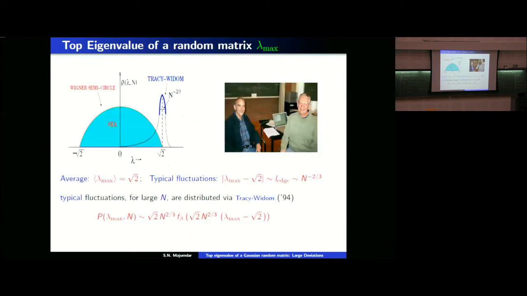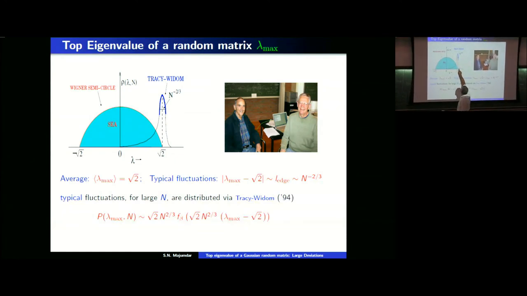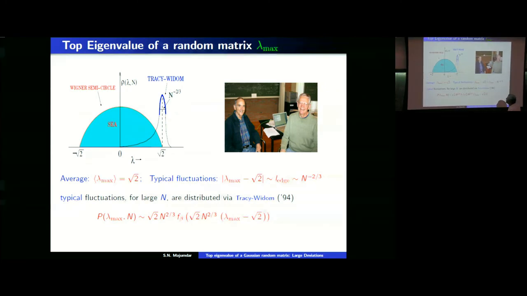So what do you expect? Again, this was explained by Anupam yesterday. What you would expect is that lambda max, on average, should be √2, because this is the largest eigenvalue. On average, its value is located here, but it should fluctuate from sample to sample. And what is the scale of fluctuation? We have just seen that the scale of fluctuations of lambda max would be the same as the separation between the particles. Therefore, this should scale like L edge, which scales like n to the power minus 2/3. So this is the mean, and this is the typical fluctuation.